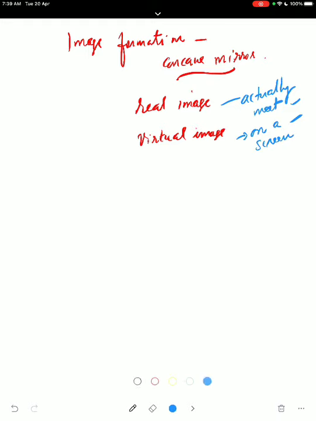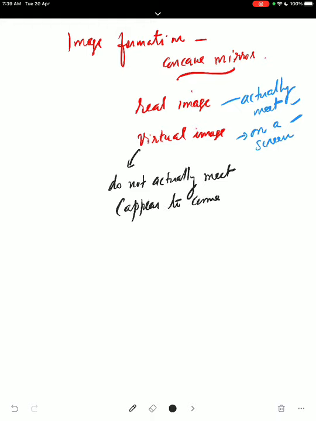Virtual image. Virtual image means that the rays after reflection do not actually meet. Then what do they do? They appear to come from a point. So we cannot take a virtual image on a screen.